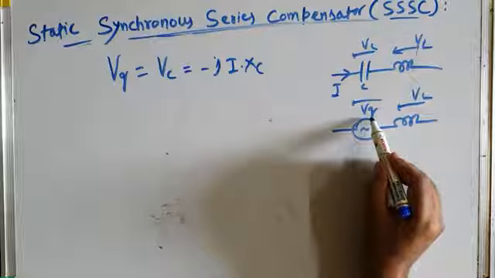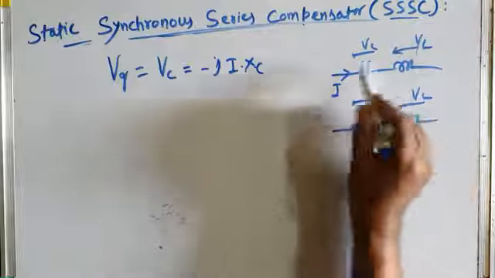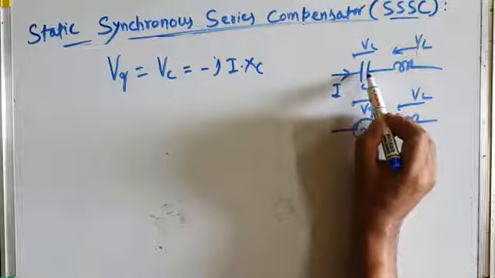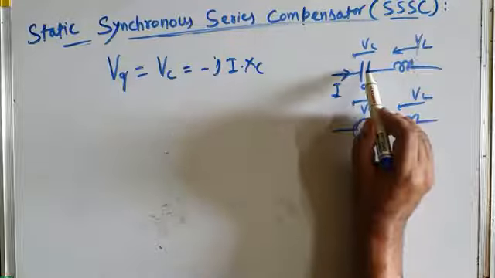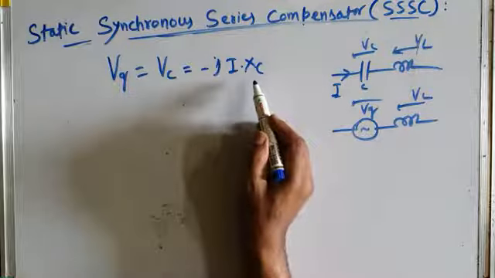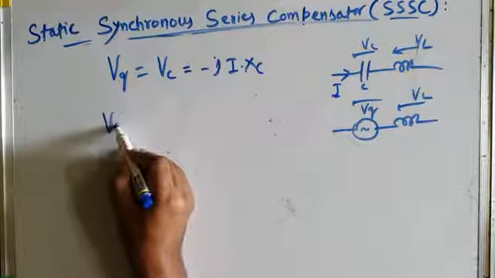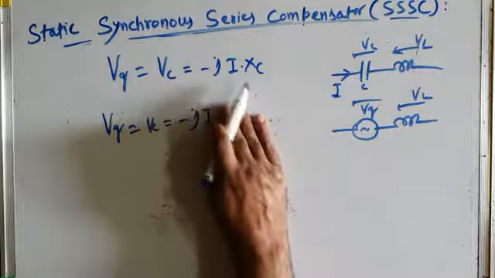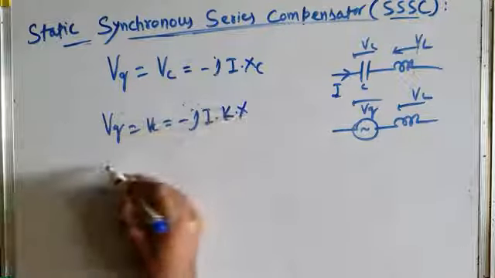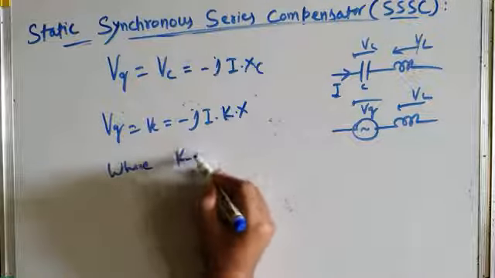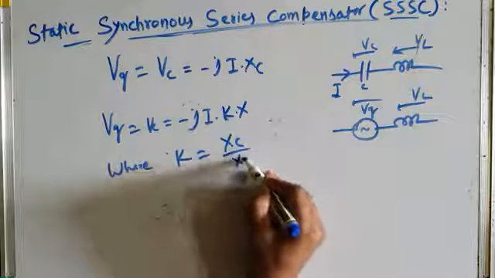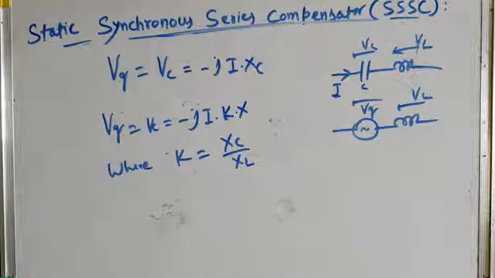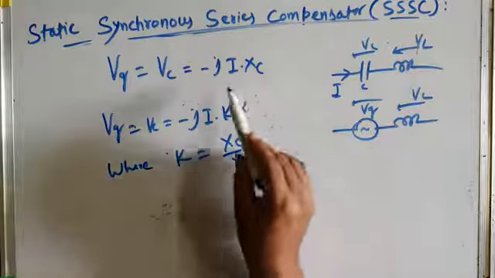If you write this injected voltage by SSSC in terms of capacitive compensation, what is the voltage across the capacitor? VC, and that is I into XC, and that is equal to VQ, right? So we can write VQ equal to VC equal to minus jI into K into X, where K is equal to XC by XL, and it is called the degree of series compensation. So VQ can be made a function of current.